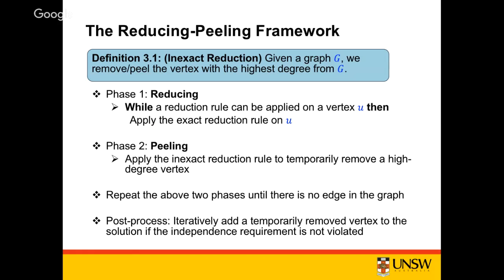In phase 2, we actually remove several vertices, which means that after these two phases, the independent set may not be a maximum one. So we can add some new vertices into the independent set, which have been removed by the inexact reduction rule. We do this as a post-processing step.